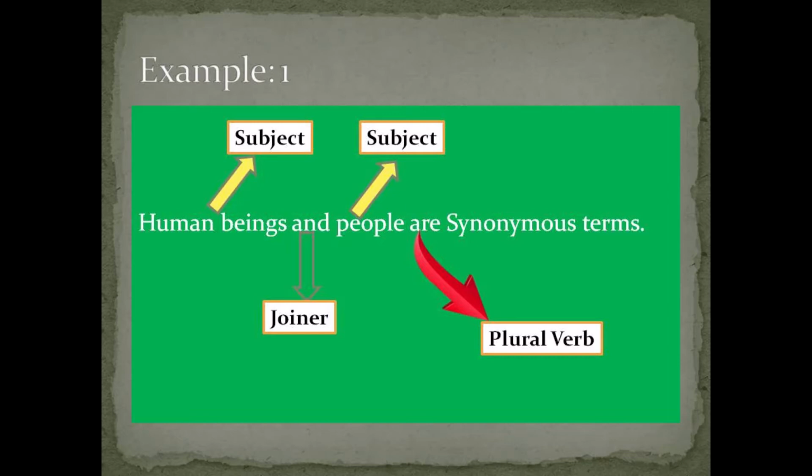Example 1. Human beings and people are synonymous terms. The subjects are human beings, people. What is joining those two? And is joining those two. And the state of being verb here is are in its plural form.